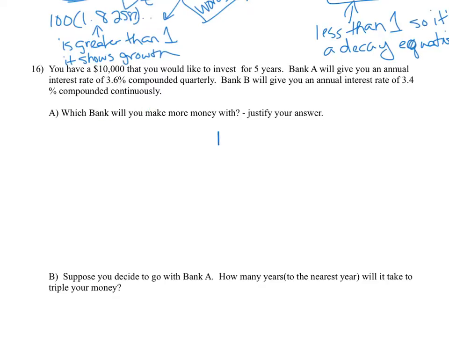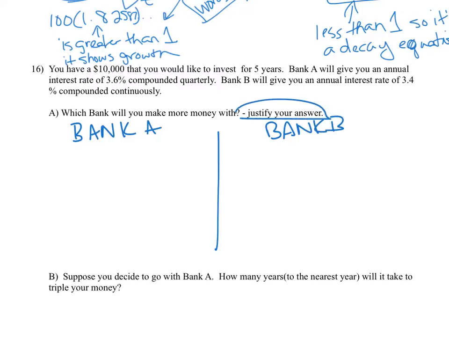Okay, so we have a bank A and we have a bank B, and we need to justify my answer. So justify means you're going to use words, but it's mostly math, and you have to have some math in there. Anyway, so compounded quarterly, you have to remember your quarterly formula.